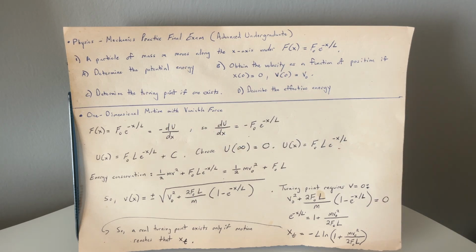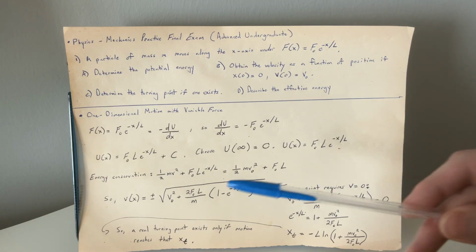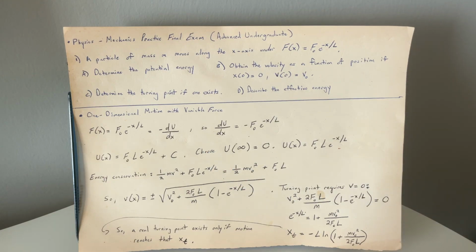So F(x) = F₀ e^(-x/L). That equals the negative derivative of U with respect to x. So dU/dx = -F₀ e^(-x/L). U(x) = F₀ L e^(-x/L) + C. So choosing here potential energy at infinity equals 0, U(x) = F₀ L e^(-x/L).